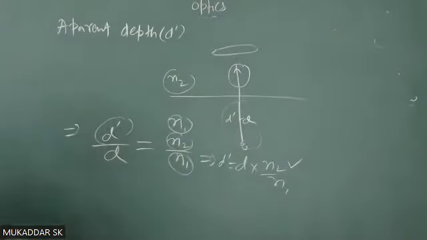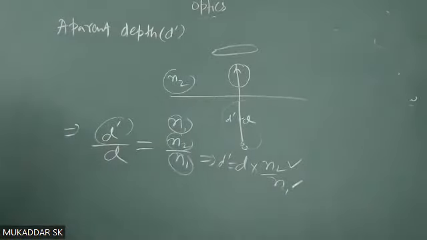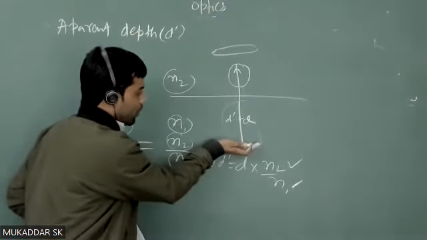Why? Because this is important. I will solve one problem, then you can easily understand why this thing is actually important. ऐसा ऑलवेज नहीं है कि भाई आपको हमेशा कोई पॉइंट ऑब्जेक्ट है हमेशा उसको आपको ऊपर दिखाई देगा.